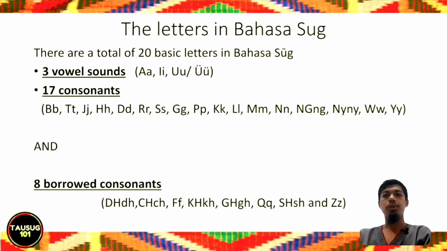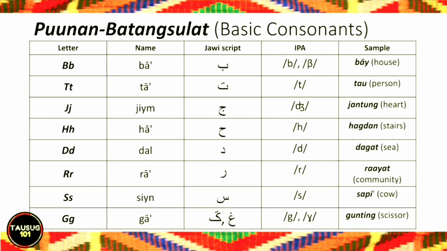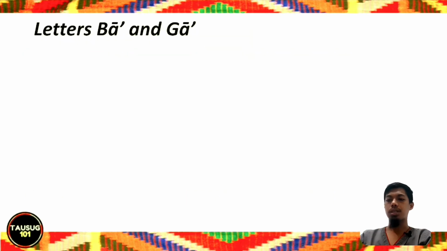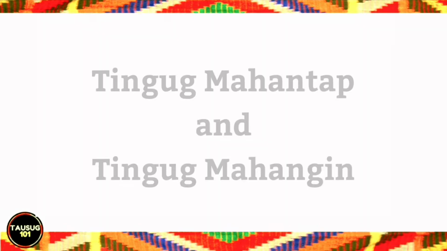Okay, just a review from our previous lesson. We learned the letters in Bahasa Sūg are composed of the following: 20 basic letters and 8 borrowed consonants. So, with the puunan batang sulat or basic consonants, we have the following letters. And it is interesting to note that letters Bā and Gā have two different sounds or pronunciations here in our IPA, International Phonetic Association.